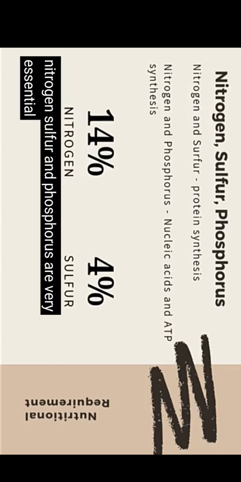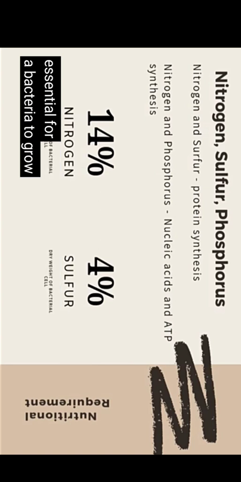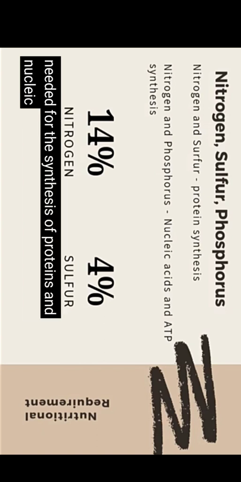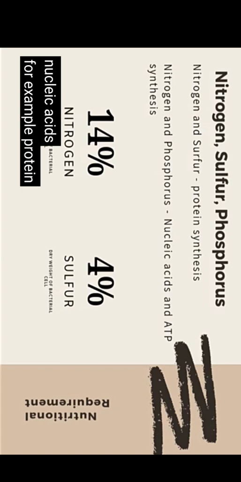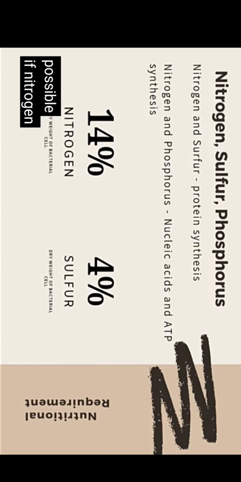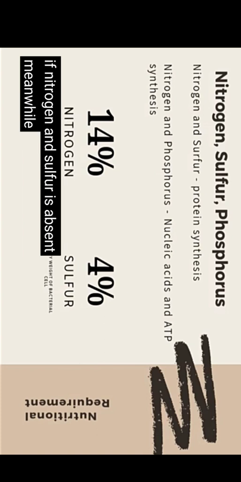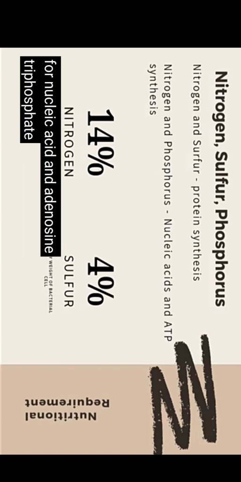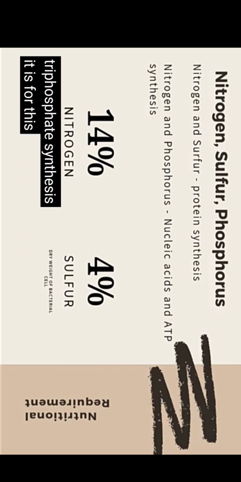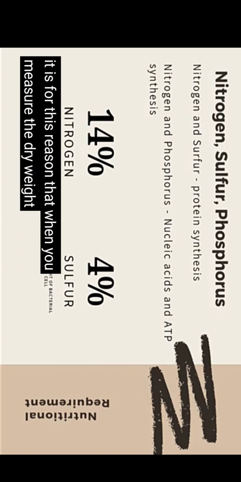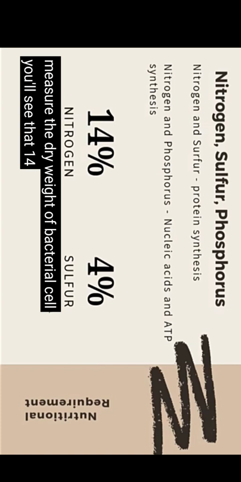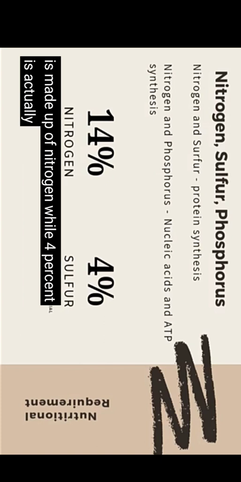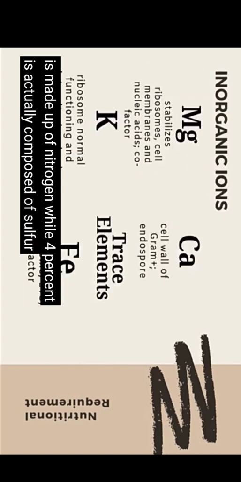Nitrogen, sulfur, and phosphorus are very essential for bacteria to grow. These are essential elements needed for the synthesis of proteins and nucleic acids. For example, protein synthesis is not possible if nitrogen and sulfur are absent. Meanwhile, nitrogen and phosphorus are needed for nucleic acid and adenosine triphosphate synthesis. It is for this reason that when they measure the dry weight of a bacterial cell, you'll see that 14% is made up of nitrogen, while 4% is actually composed of sulfur.